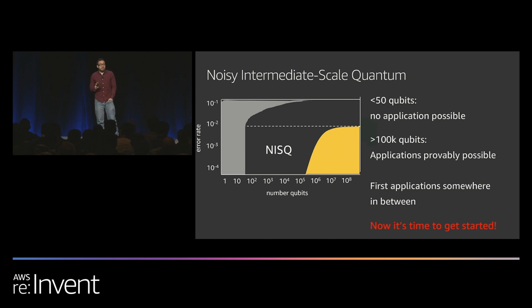So what we know for sure is that with fewer than 50 qubits or so, no applications are possible, and that's just because we can simulate the quantum computer on normal computers. We also know that with more than 100,000 qubits, applications are provably possible. So that's reason enough to really push forward the technology and try to build them. And of course, the first application, if you have to bet, will be somewhere in between. It will be close to 50 qubits, or close to 100,000 qubits. We do not know yet. But I think now it's a very exciting time to get started and start these explorations.